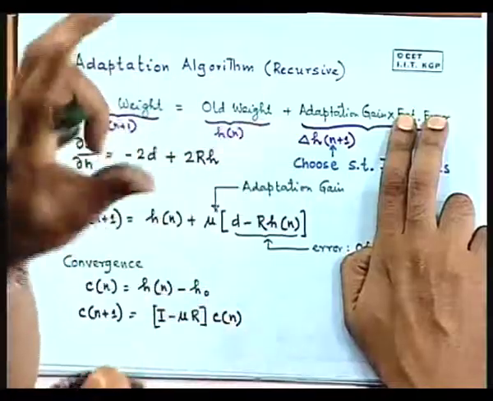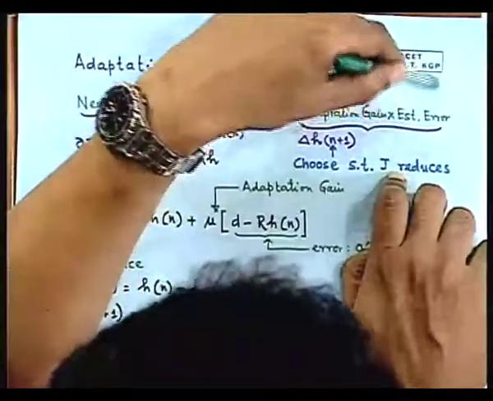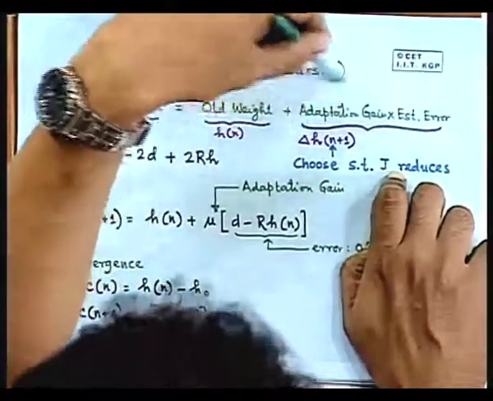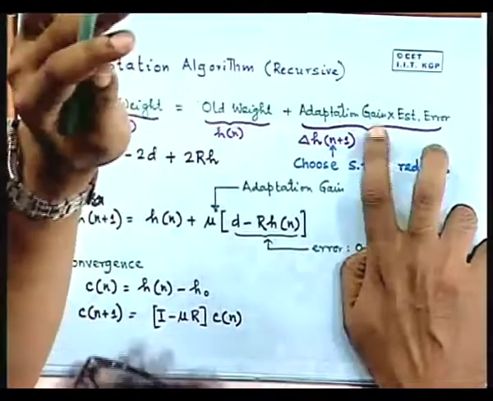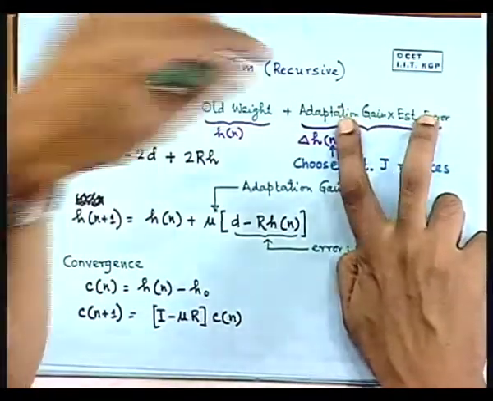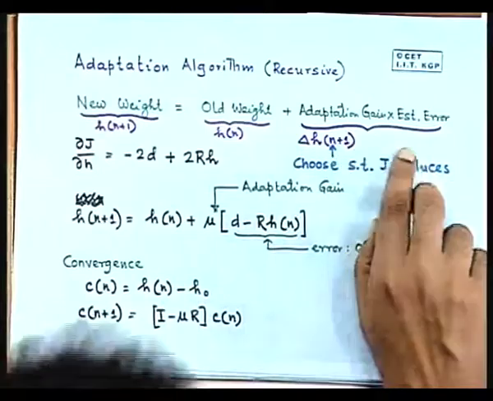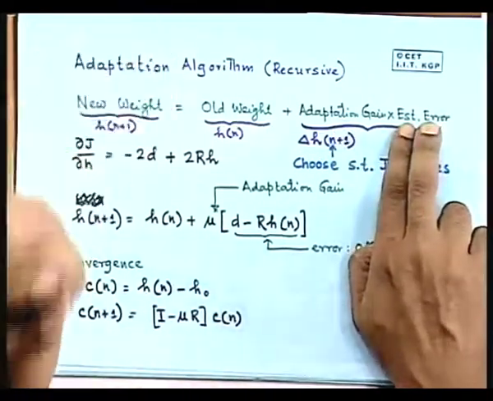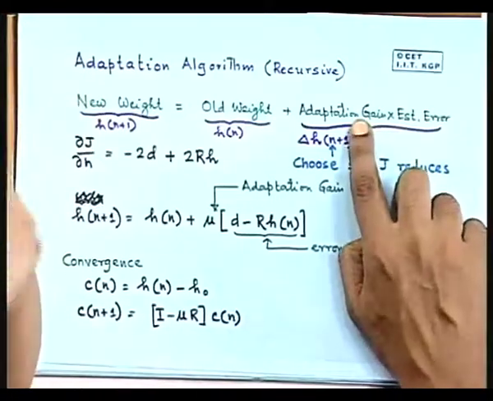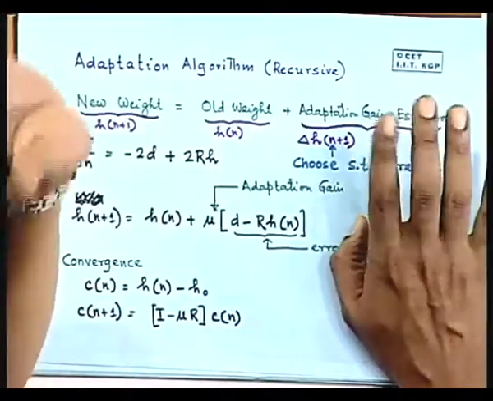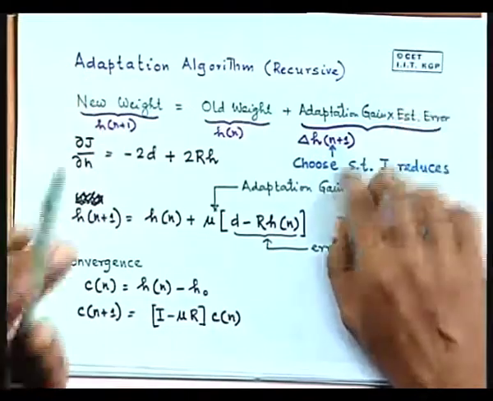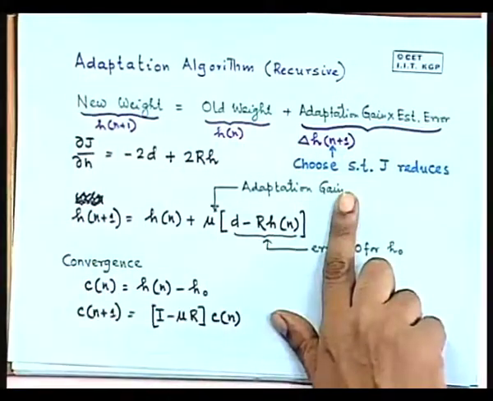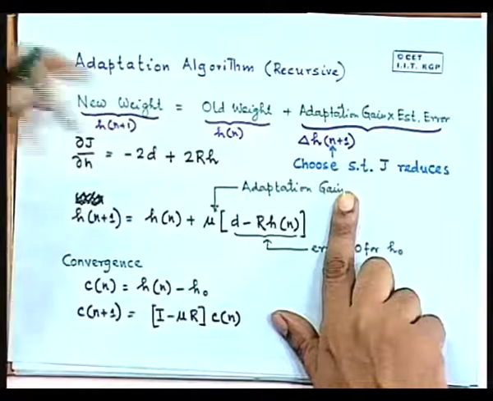All algorithms vary in defining this error, defining this gain. So all variations come because of these two definitions. Otherwise, they are generally in this form. So you will define some error, and then based on that error, you are going to change it using some gain. So these two remain to be determined. But this is the structure in which you always adapt your system.